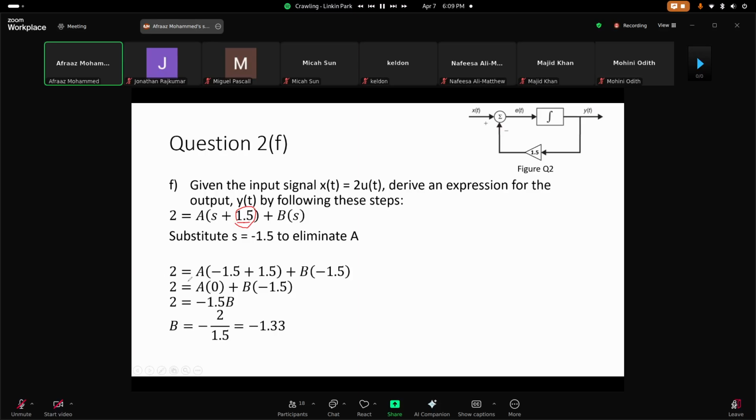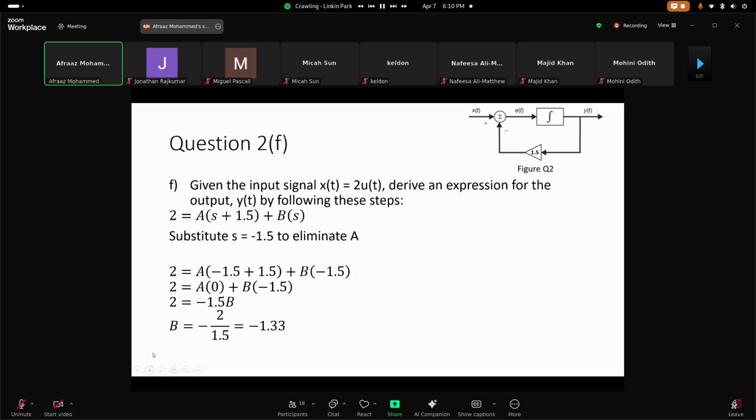That'll give you 2 equals a into minus 1.5 plus 1.5, plus b, and the term here is only s minus 1.5. That'll give you 2 equals a times 0, so you're going to eliminate a, plus b into minus 1.5. That's 2 is equal to minus 1.5 b, which gives you b as negative 1.33. So that is the value of b.